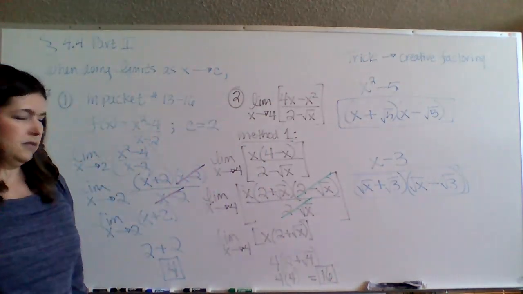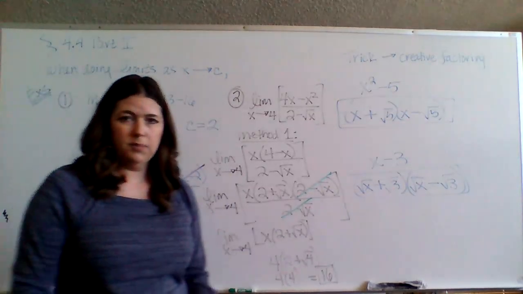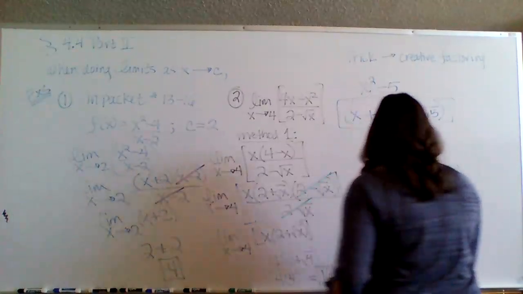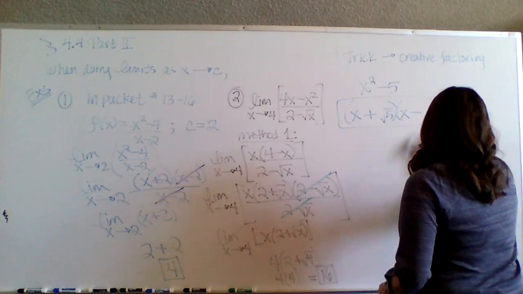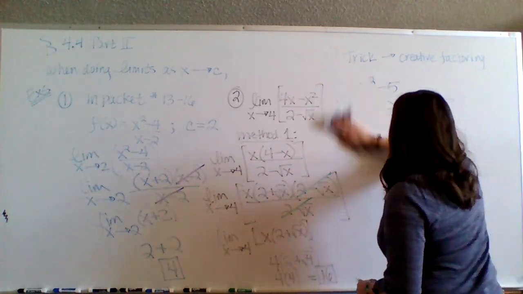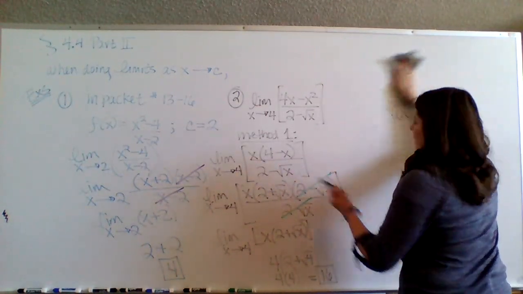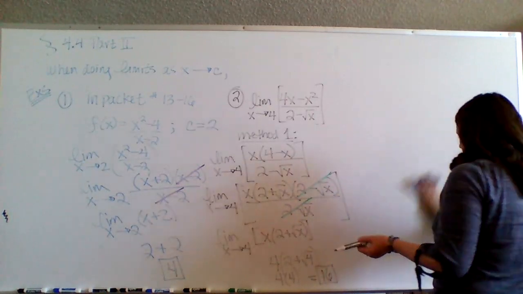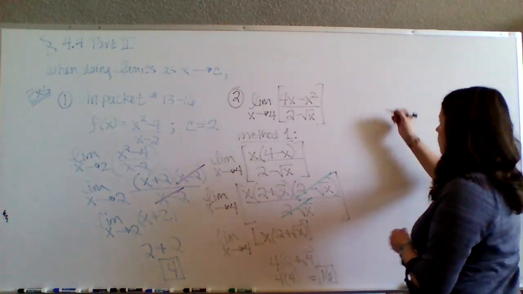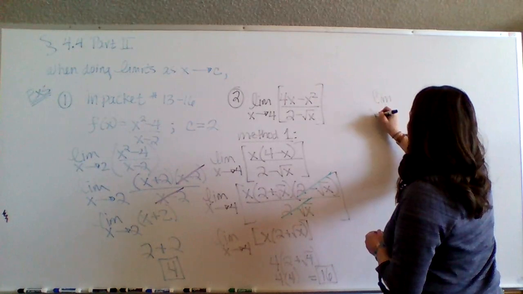Okay? So that's method 1 of that problem. So showing you method 2. So kind of erasing that creative factoring, but we just did that trick to help us evaluate that limit and help us do some algebra manipulation or some finagling. So I'm going to rewrite it from the start.